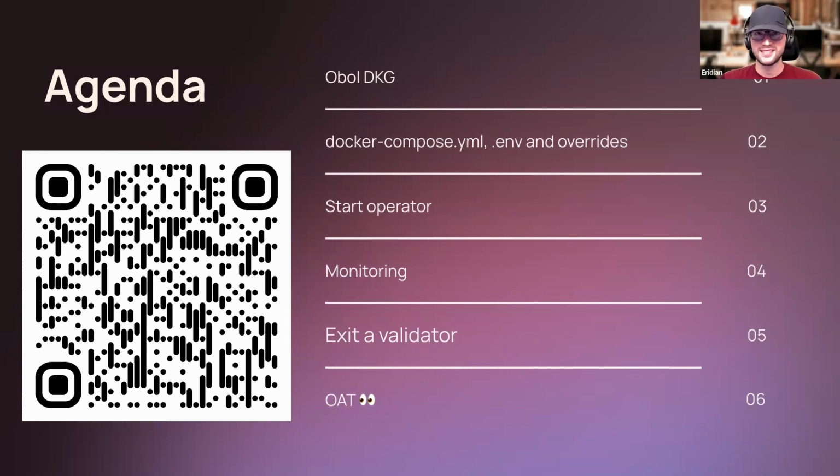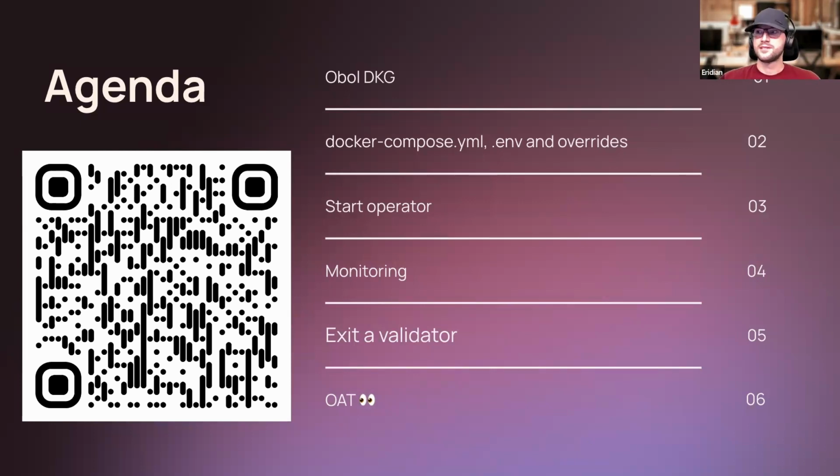Then we're going to start the operator and monitor it to see how it's going. We're also going to look at how to exit a validator using Obol, because if you generate a validator with a DKG, how do you do the exit? So we're going to look at that as well. Finally, at the end, there'll be an OAT and some more information about how to get involved in those simple DVT trials.